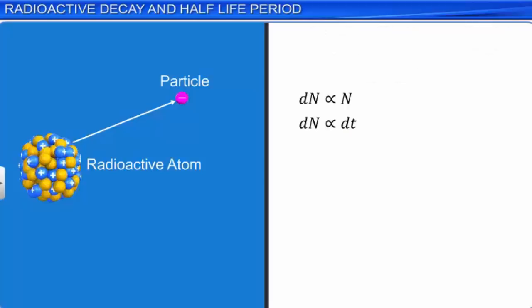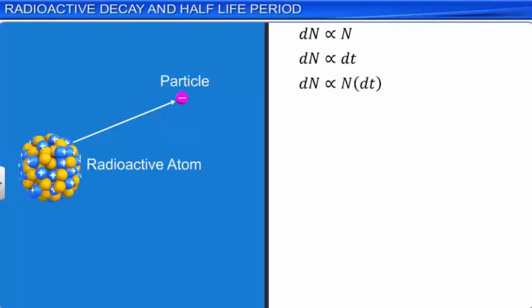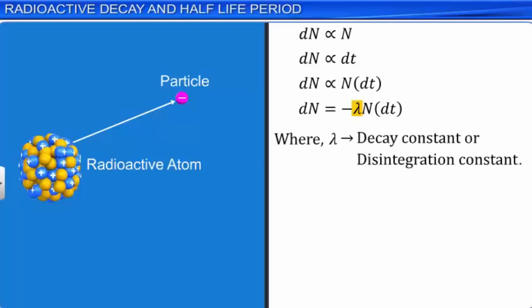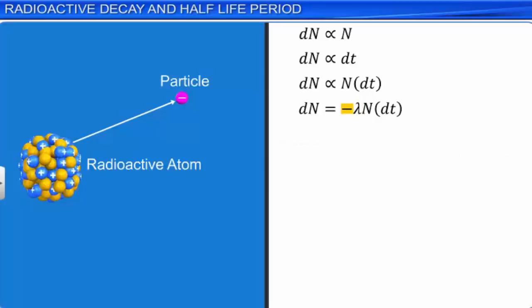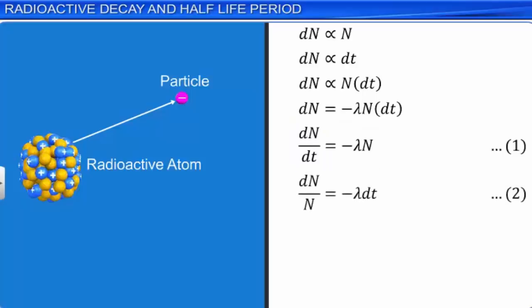Thus, dN will be proportional to N dt. Or we can say dN will be equal to minus lambda N dt. Here, lambda is a constant of proportionality and is called the decay constant or disintegration constant. Negative sign shows decay of nuclei. This implies that dN by dt is equal to minus lambda N. Let this be equation 1. This can also be written as dN by N is equal to minus lambda dt. Let this be equation 2.